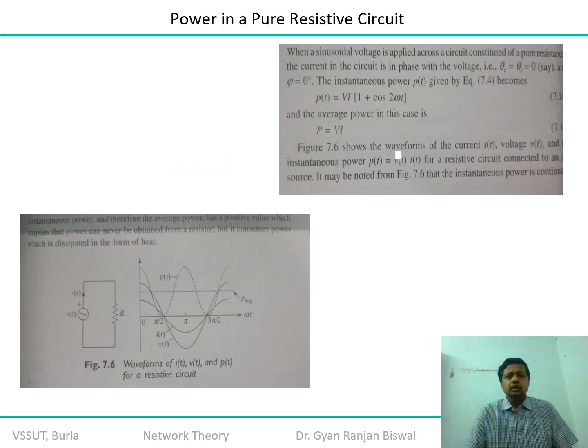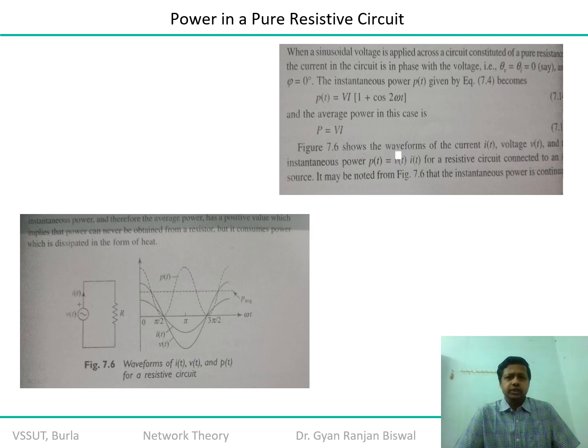So what about the pure power in a pure resistive circuit? Let us go one by one. There is a source and there is a resistive network. For simplicity, the entire resistive network is represented by an equivalent circuit with R, the resistance of that entire network. V of t is the voltage source supplied, and i of t is the response, that is the instantaneous current.